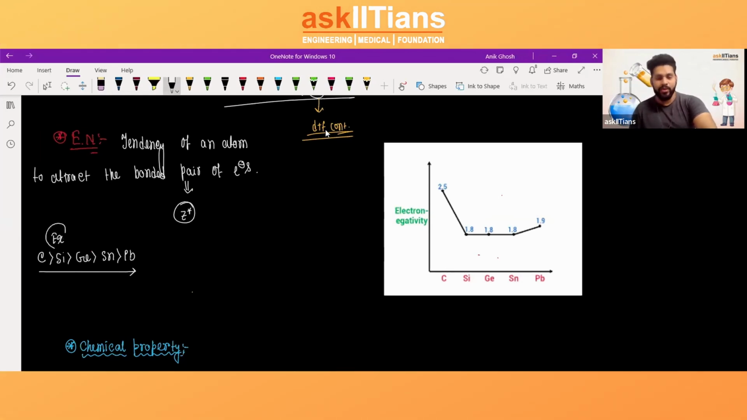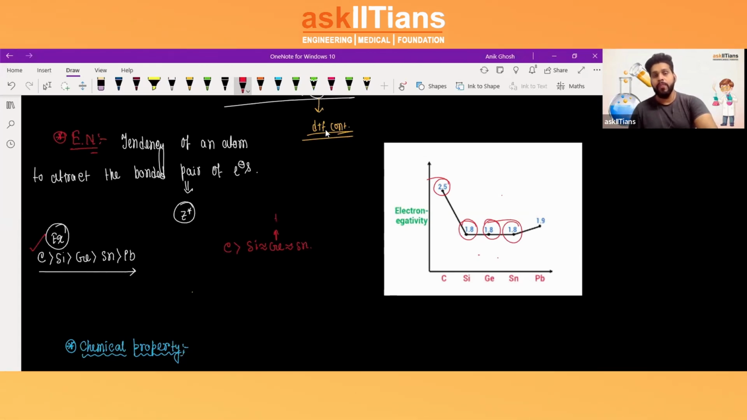Expectation. I'm just writing EX, okay? Expectation that we have. But now, guys, if you look at the values, the reality is something different. See, carbon is the highest, as we expected, but silicon, germanium, and tin have the same electronegativity value. So the order goes like this. Then silicon, germanium, and tin have the same values of electronegativity. Why, guys? Because of the d-contraction.